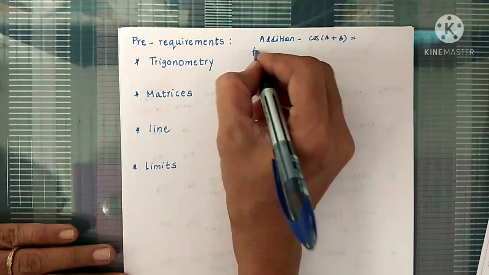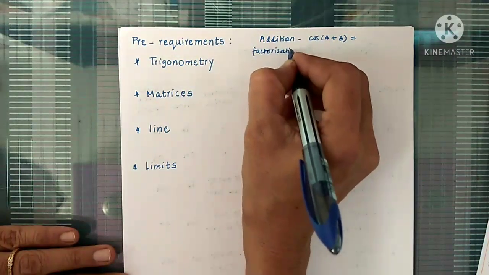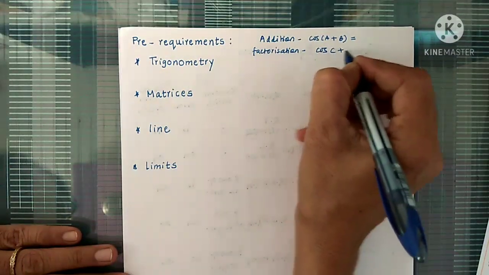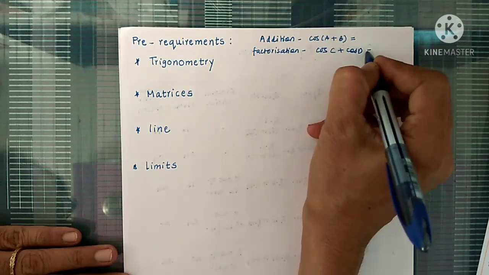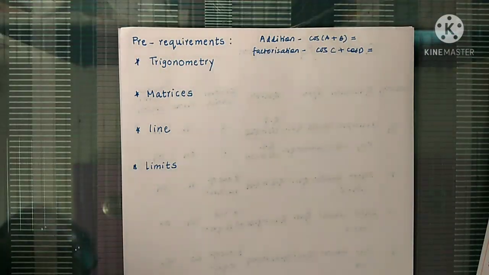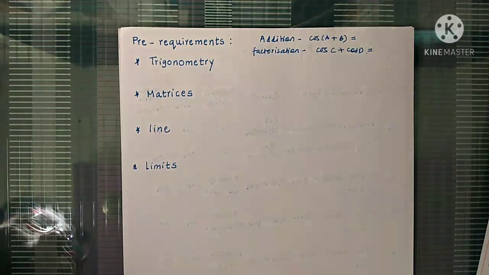Then we need factorization formulas. So which are those? Factorization formula, we have 4 formulas. Cos C plus cos D equals to, again I have written the left part, you please complete the right part. Next is cos C minus cos D, then sin C plus sin D and sin C minus sin D. See, we don't need the proofs, just we need the formulas and we have to apply those formulas wherever needed.